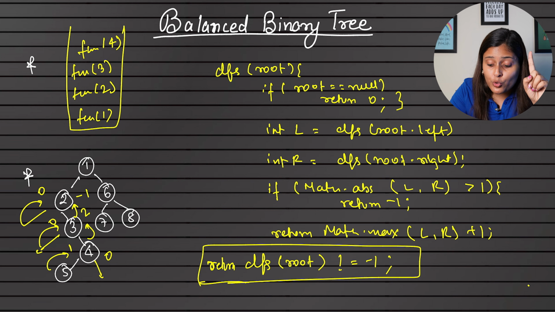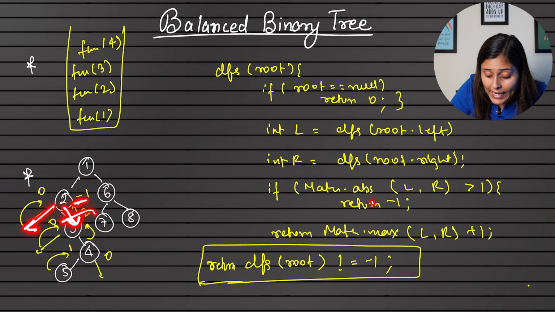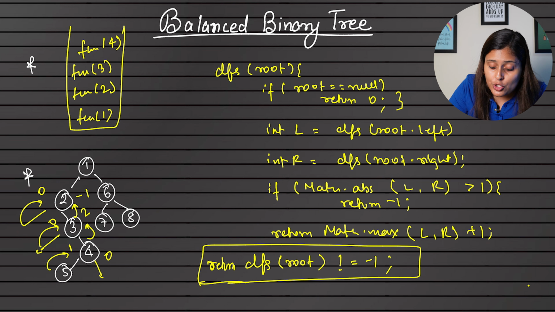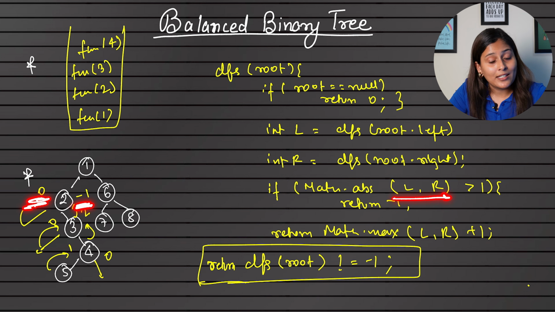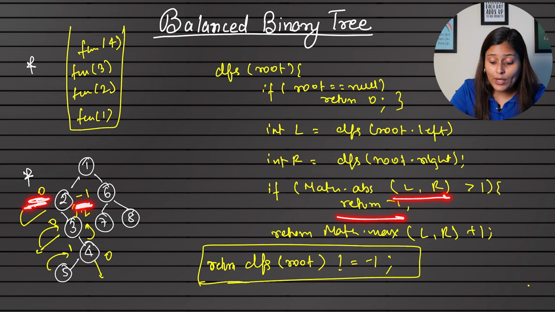Okay. I am showing you how this much code is not enough. 2's left has returned 0. 2's right has returned minus 1 because 2's right was not a balanced tree. If you check further, you will get 0 and minus 1. The absolute difference between 0 and minus 1 is 1. So it will say no, it is a balanced tree. So it will return the maximum of 0 and minus 1, which is 0, plus 1.